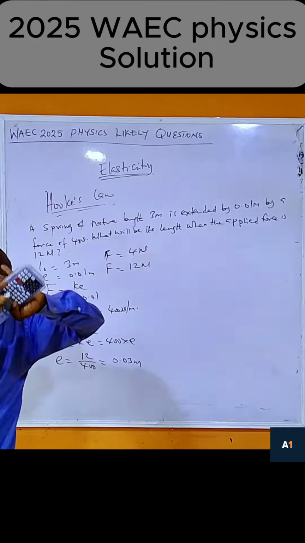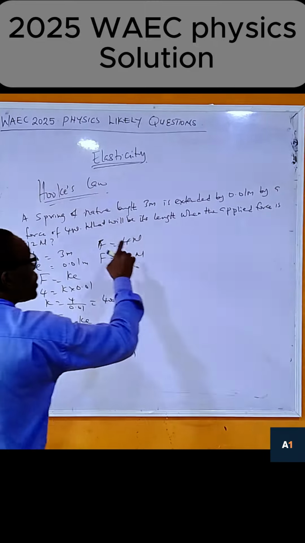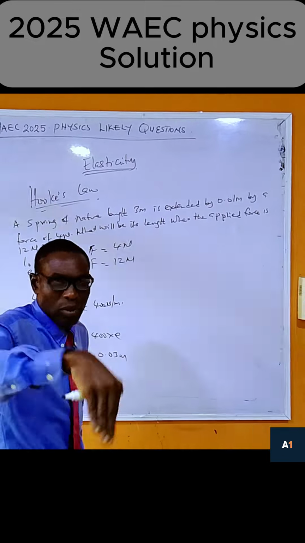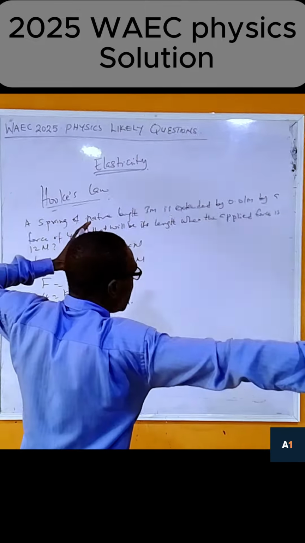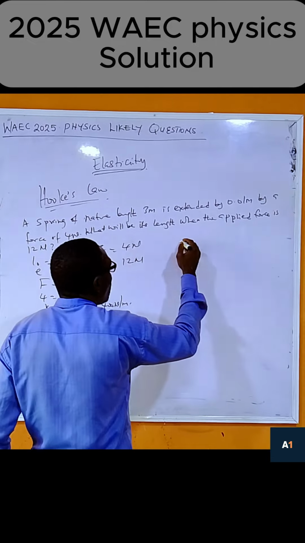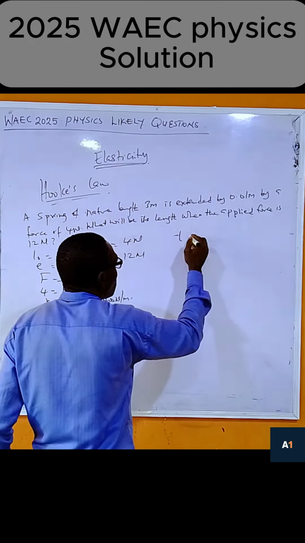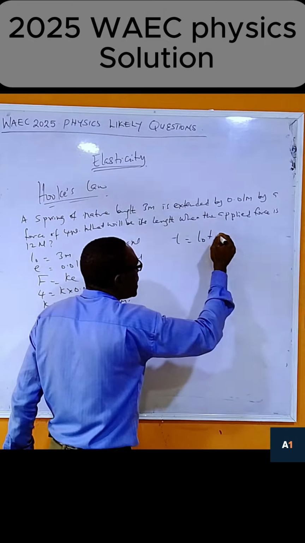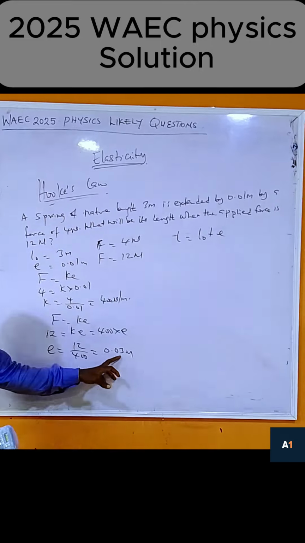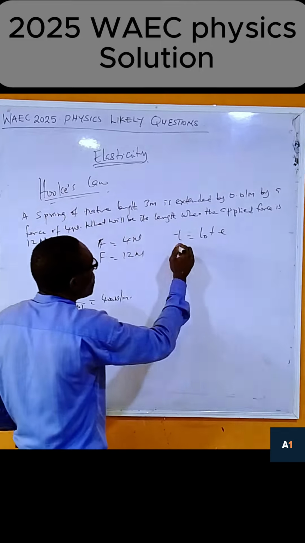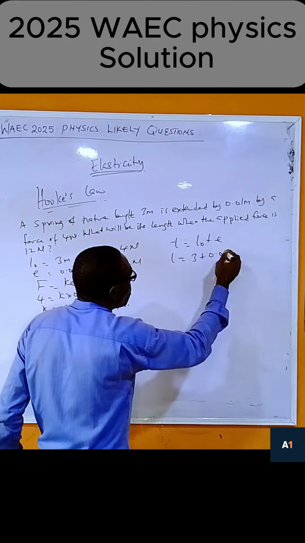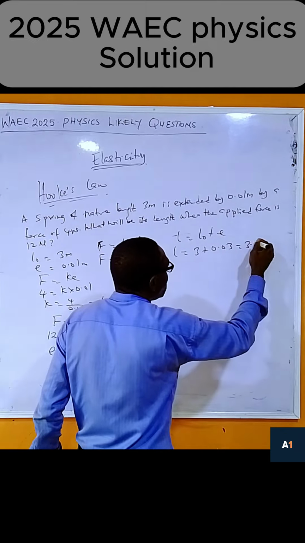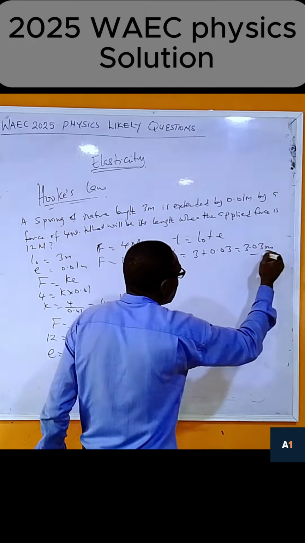Now, they asked what will be the length of that material. The length must have been extended, so the new length is the original length L0 plus E, where E is the extension. The original length is 3, so L is equal to 3 plus 0.03. Meaning the length of the material will now be 3.03 meter. So this is our final answer.